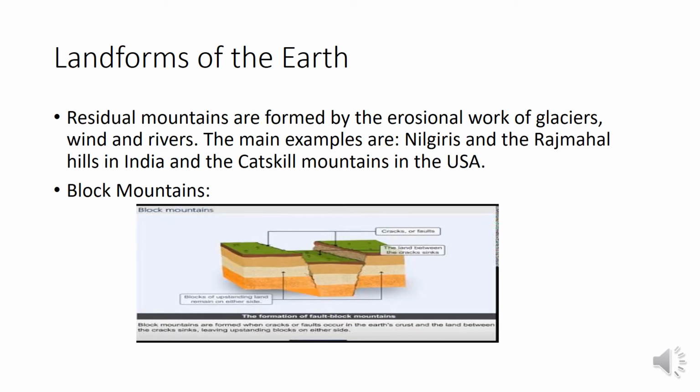Residual mountains. Residual mountains are formed by the erosional work of glaciers, wind and rivers. The main examples are Nilgiris and the Rajmahal Hills in India and the Catskill Mountains in the USA.